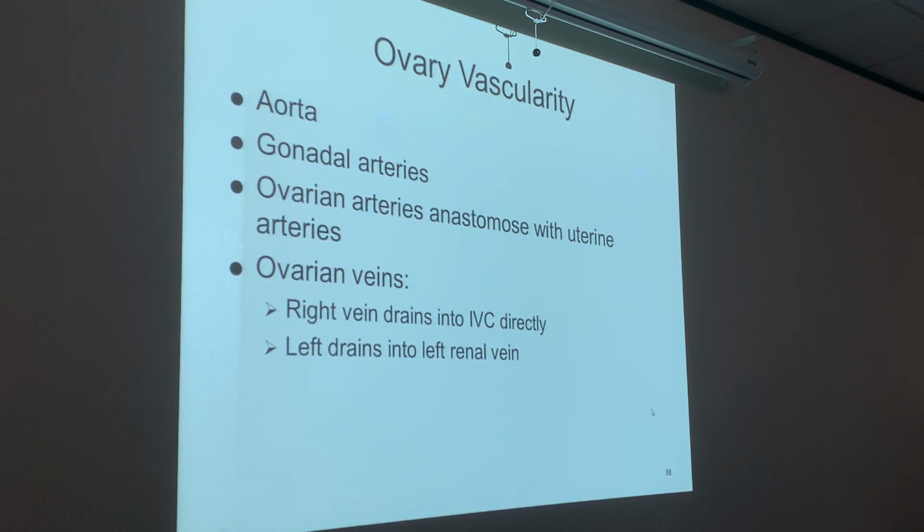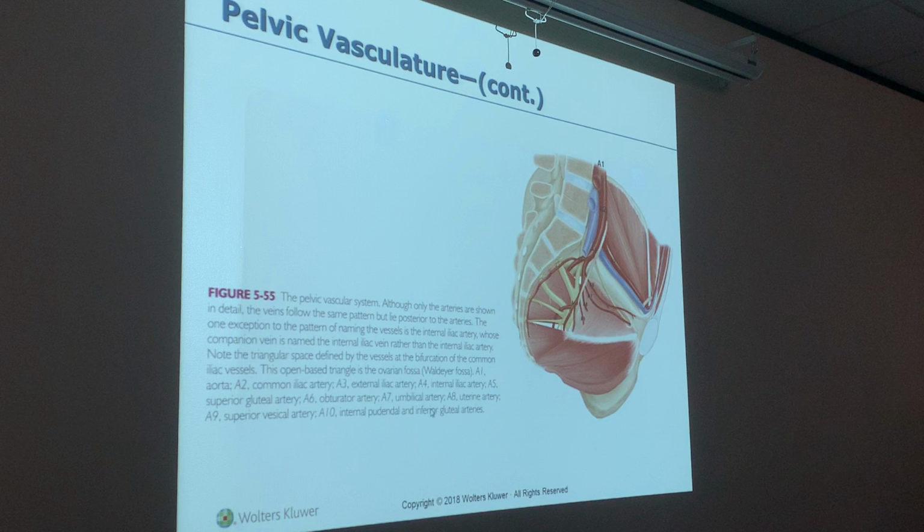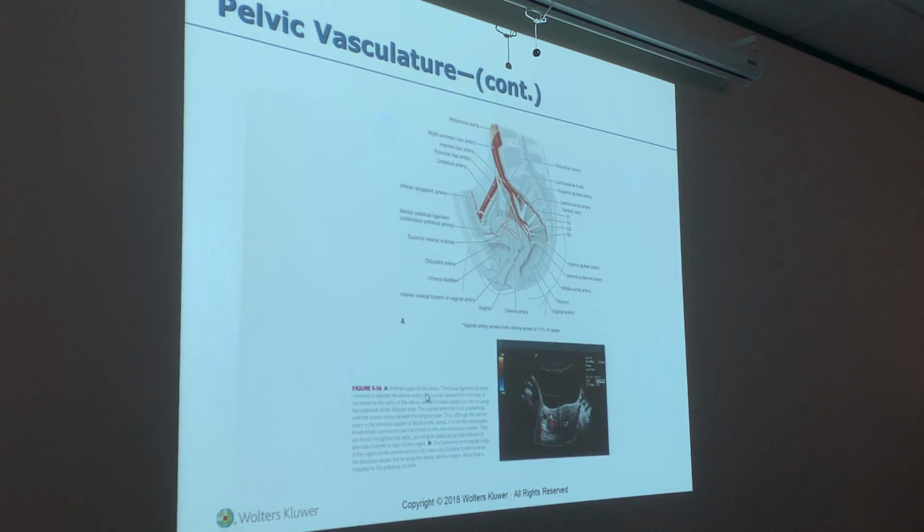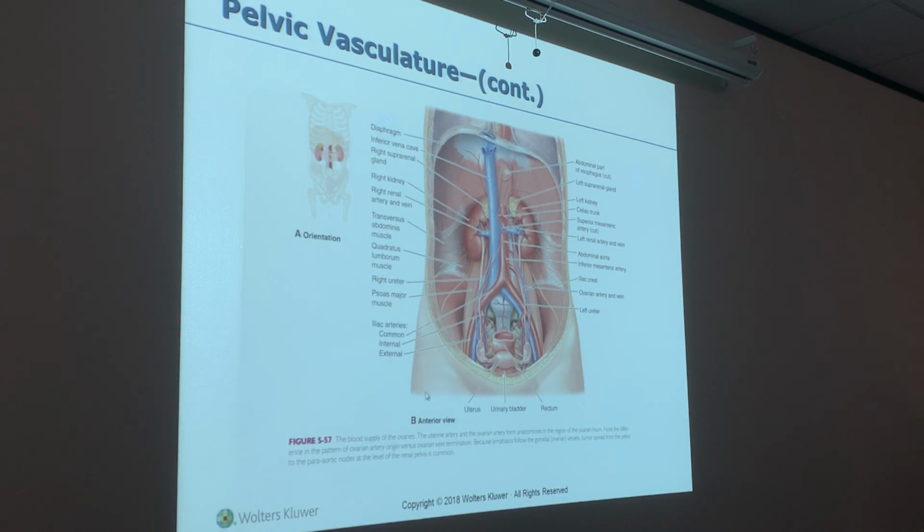Okay, this again is just a little bit more. You have your aorta, the gonadal arteries, the ovarian arteries, which anastomose and join the uterine artery, so the ovary has dual blood supply. Ovarian artery. That's just a picture of it. That's another picture of it.